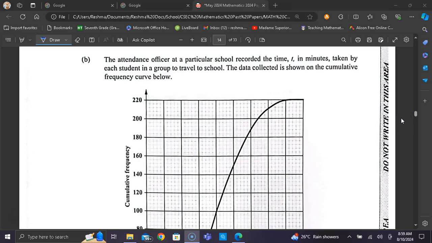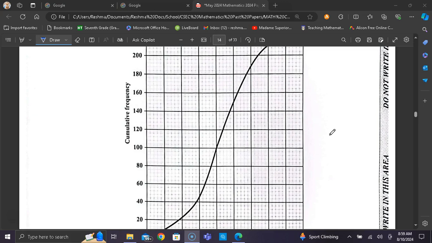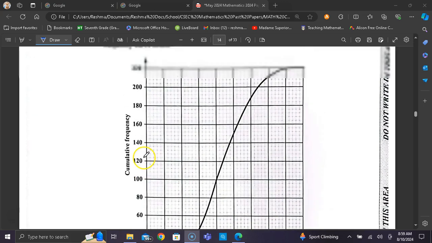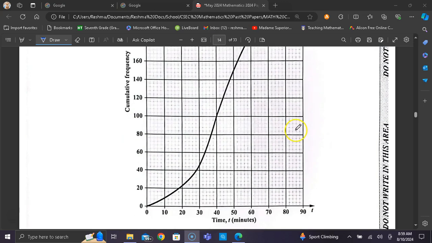Hi guys, so we're continuing with question 5 of the CSEC Math May 2024 paper 2, which is on statistics. So part B, the attendance officer at a particular school recorded the time T in minutes taken by each student in a group to travel to school. The data collected is shown on the cumulative frequency curve below. So this is our cumulative frequency curve. Okay, so we have time in minutes on the x-axis and cumulative frequency on the y-axis.